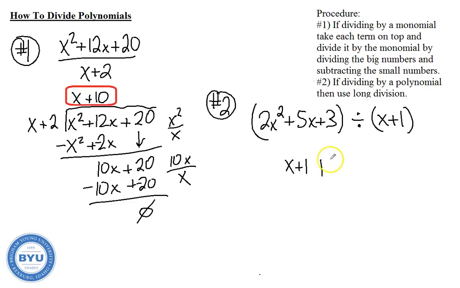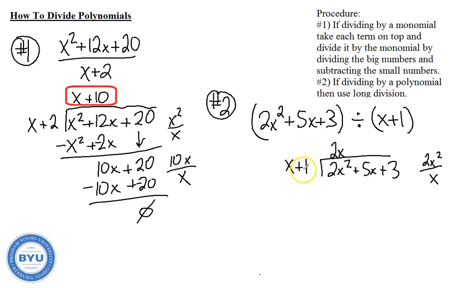It's 2x squared plus 5x plus 3 divided by x plus 1. We're going to take the first numbers and divide them. So 2x squared divided by x. 2x squared divided by x is just 2x, because one of the x's cancel. So I write 2x here.